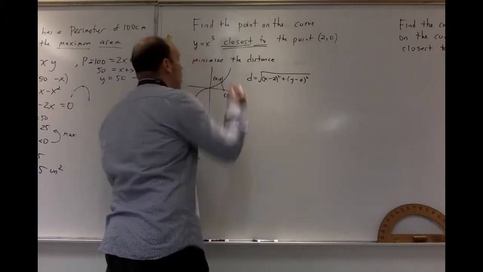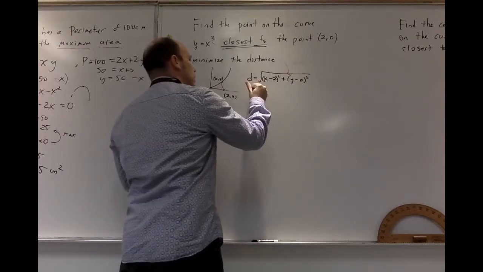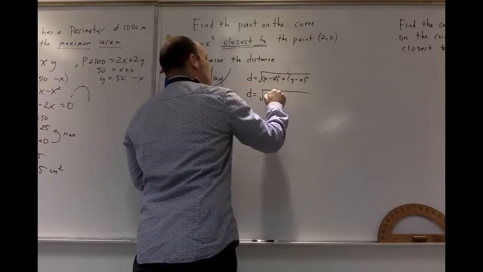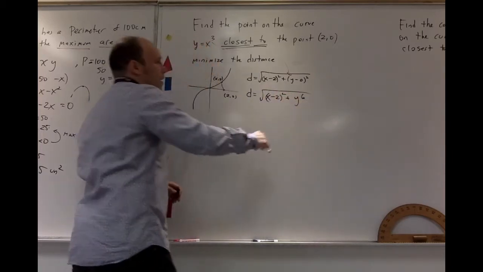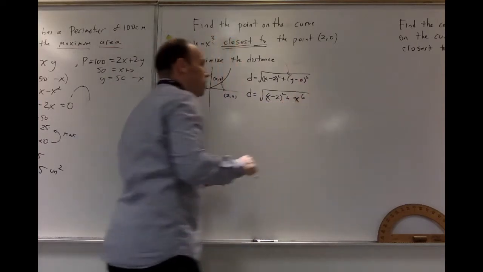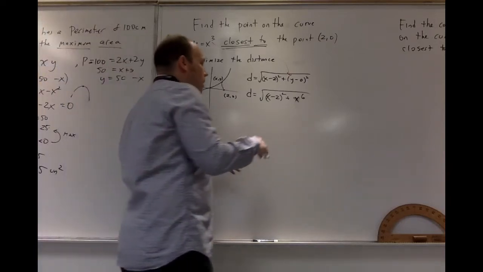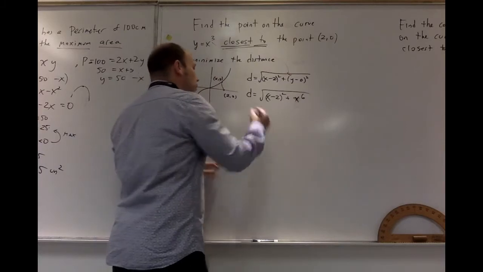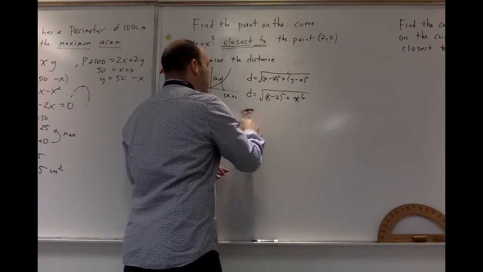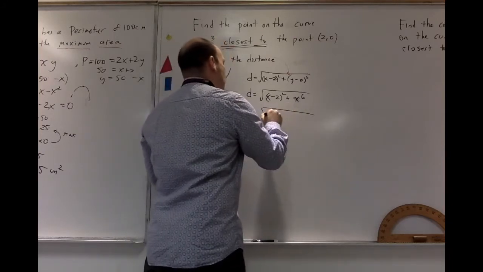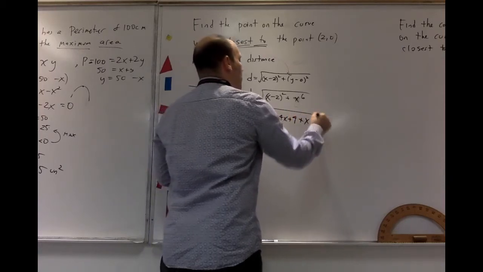So we actually have d equals the square root of x minus 2 squared plus y to the 6, x to the 6. Okay, so the thing is, we would take the first derivative. So let's expand this out. Sorry. We have the square root of x squared minus 4x plus 4 plus x to the 6th power.